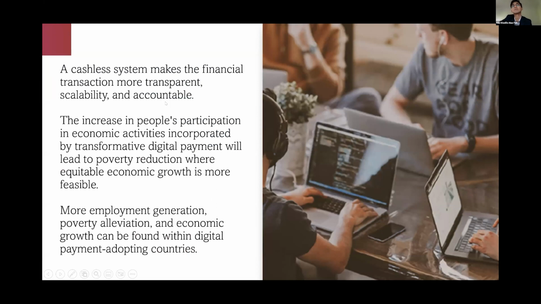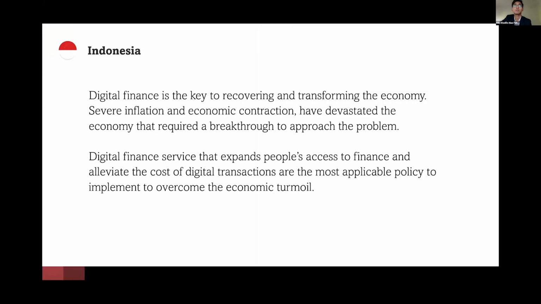So a cashless system makes financial transactions more transparent, scalable, and accountable. And the increase in people's participation in economic activities, enabled by transformative digital payment, will lead to poverty reduction, where equitable economic growth is more feasible. So more employment generation, poverty alleviation, and economic growth can be found within digital payment adopting countries, especially in our sample: Indonesia, Thailand, and Singapore.